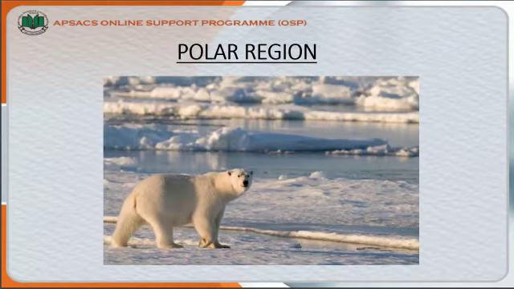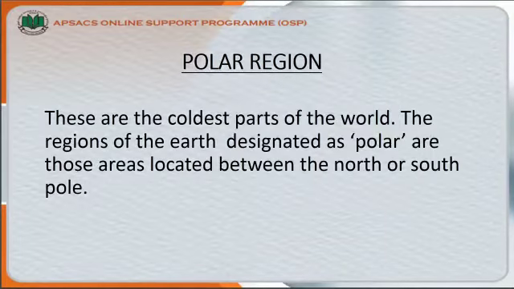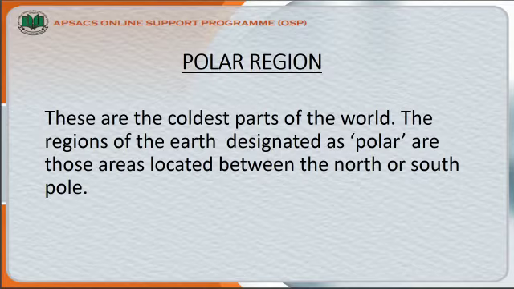What is this? This is polar region. You can see lot of snow here and polar bear here. These are the coldest part of the world. These regions are called polar because these areas are located near the north and south poles.